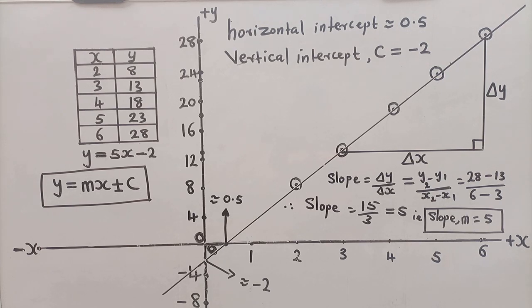Because of this, we can conclude that the equation of a straight line is given by y is equal to mx plus c. Therefore, y is equal to 5x minus 2 is the formula for this table, both by hypothesis and by Cartesian sketch.